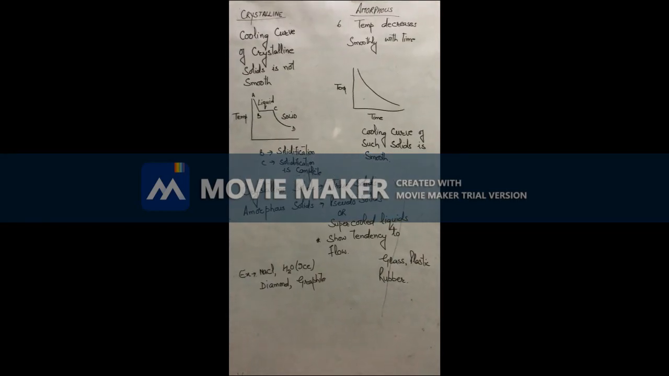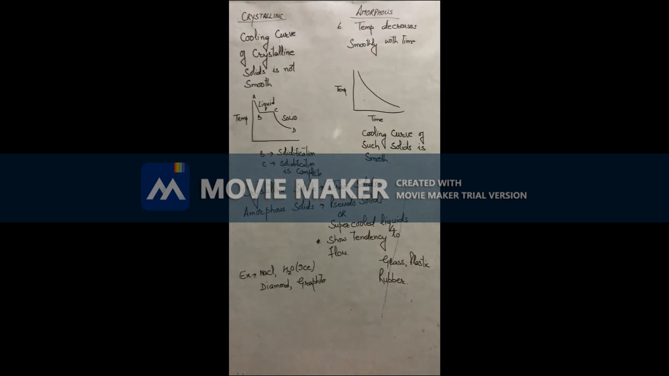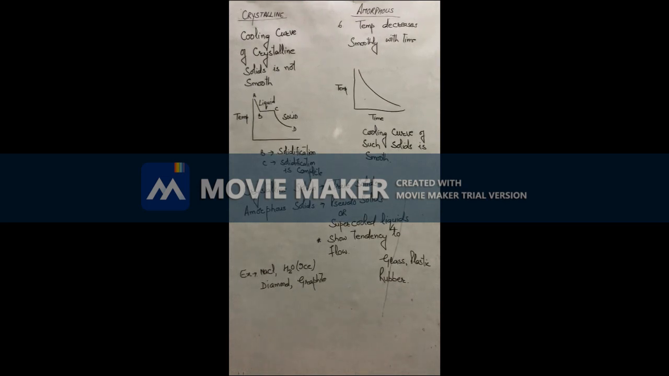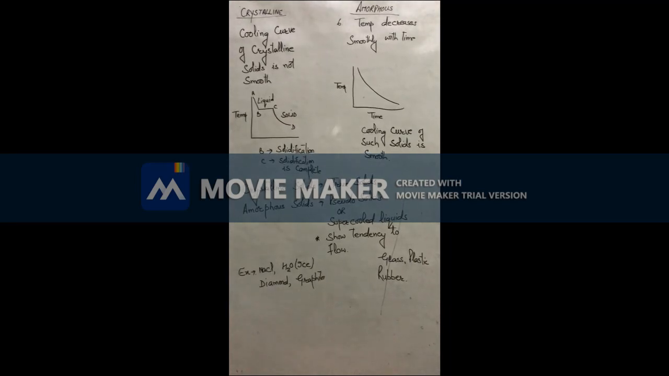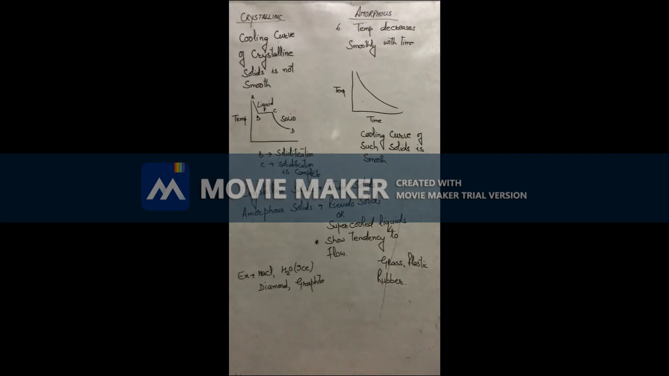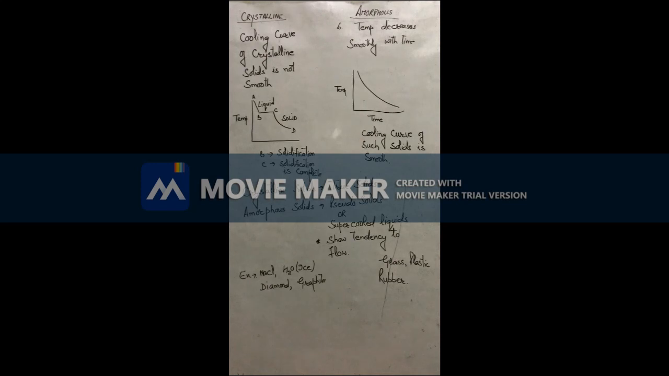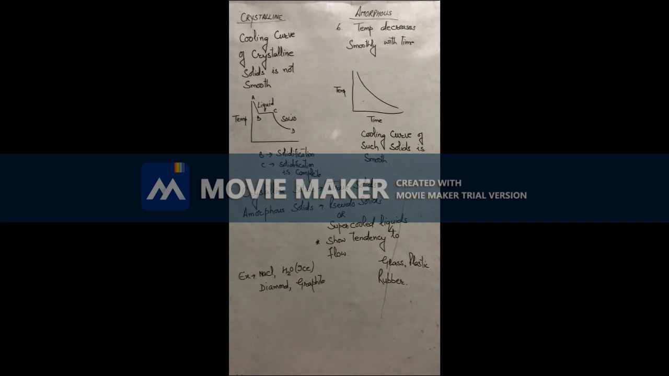Now another point of difference is, see the graph and just see the point. What is the point of difference? Cooling curve of crystalline solids is not smooth, right? See the graph A, B, C, D. What do you notice at the point B? There is a solidification, right? Solidification starts at point B, and at point C, solidification is complete, right? That means the graph is not smooth.